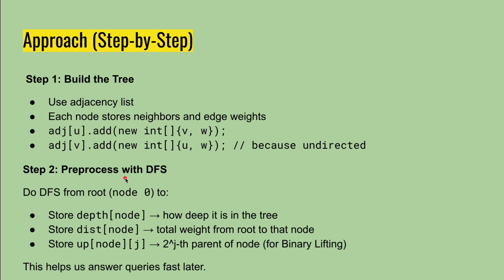Then we'll preprocess with DFS. Let's do the DFS from the root node 0. We'll use depth of node, dist of node, and set up the jump table, which we have already discussed.